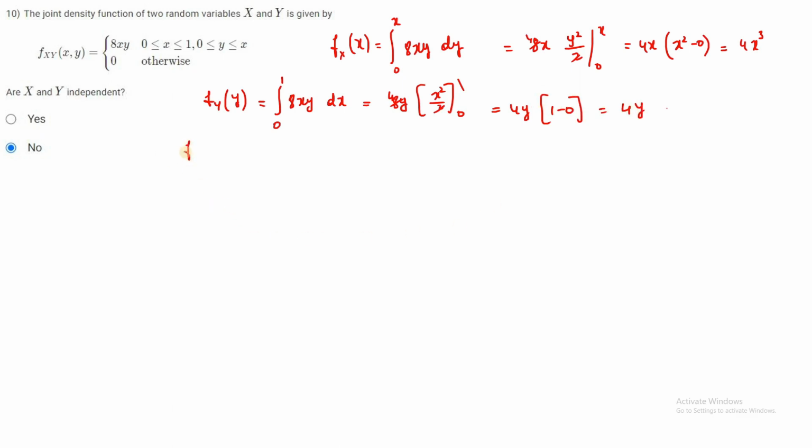What is fx of x into fy of y? That is nothing but 4x cube into 4y, which is equal to 16x cube y, which is not equal to fxy of x comma y. So obviously these two are not independent.